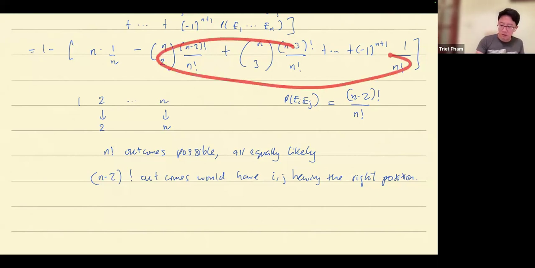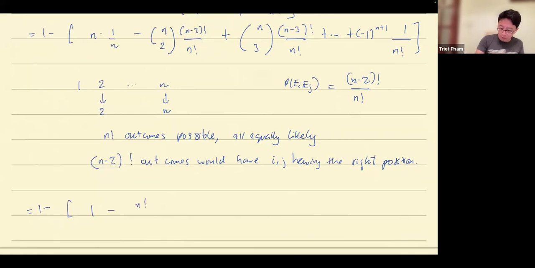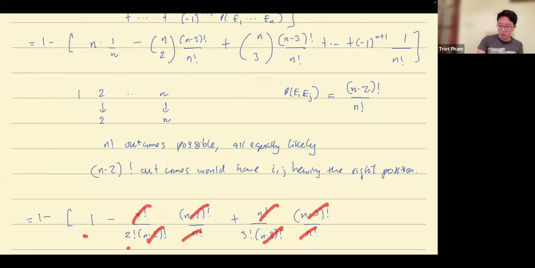Okay, but as you can see, this simplifies further. So let's write this down. 1 minus, this is 1. Now what's n choose 2? n choose 2 is n factorial over 2 factorial times (n minus 2) factorial. It turns out that a lot of things cancel. Similarly, for n choose 3 we have n factorial over 3 factorial times (n minus 3) factorial. And once again we see a pattern: 1 minus 1 over 2 factorial plus 1 over 3 factorial, so on and so forth, until 1 over n factorial.